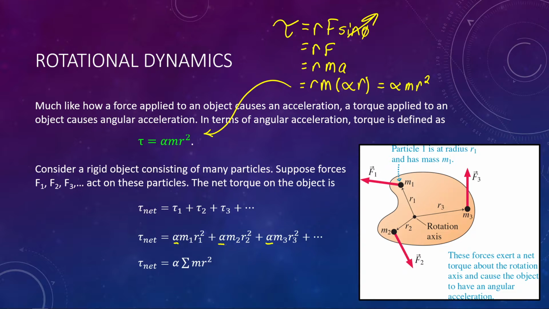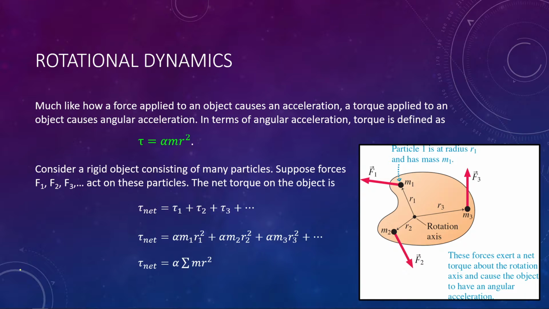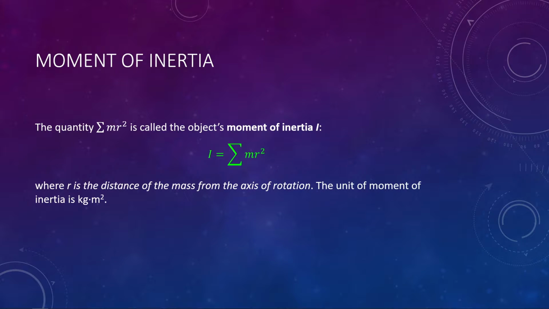We don't need a subscript on the alpha, which means we can pull the alpha out. We can factor it out. So that leaves behind alpha times the sum of m r squared, like you can see right there. So this is a really important result. We have torque equals alpha times the sum of m r squared. So just for a moment, let us take a look at that right-hand side of the equation, namely the sum of m r squared. By definition, we're going to call the sum of m r squared the moment of inertia of the object.